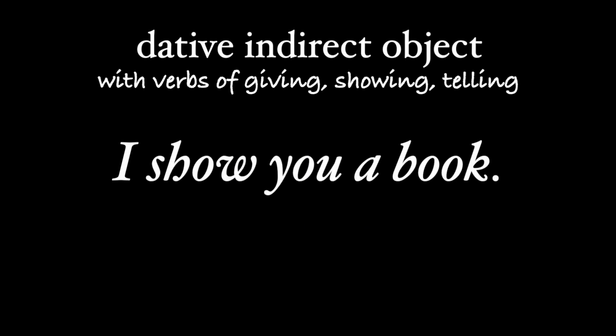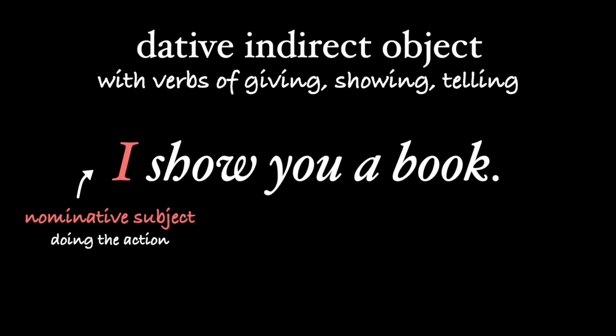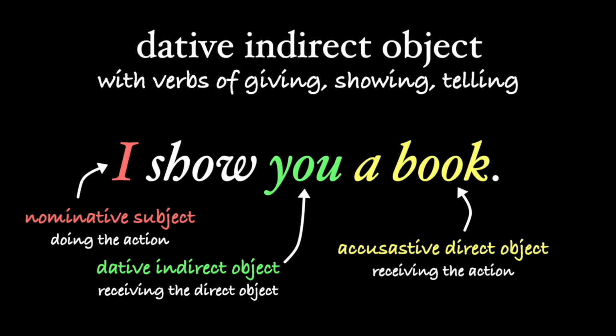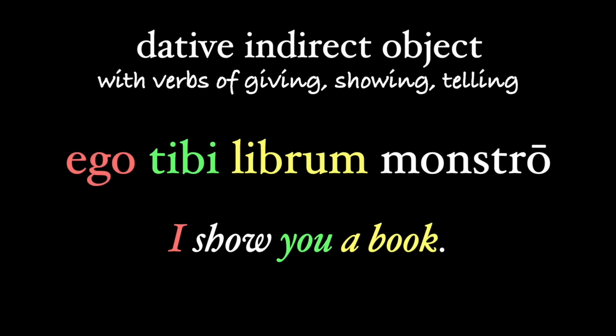So here's an English sentence. I show you a book. What's the indirect object? As in the word that we put in the dative case. And let's think about this. I is doing the action of the showing, so that's the nominative subject. The book is what is being shown, so that's the accusative direct object, which leaves you as the dative, the indirect object, the one who is receiving the showing of the book. And let's put this into Latin. Ego tibi, there's our dative, librum monstro.